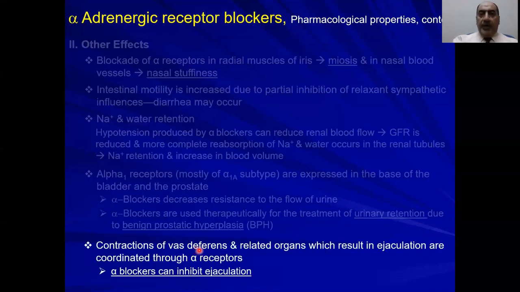Remember again, the normal sympathetic response of the vas deferens is contraction of the vas deferens, which will result in ejaculation, right? This is coordinated through alpha receptors. If you inhibit them, remember we said the sympathetic nervous system induces ejaculation, so this usual response will be inhibited by alpha blockers, specifically tamsulosin, when we talk about individual drugs.